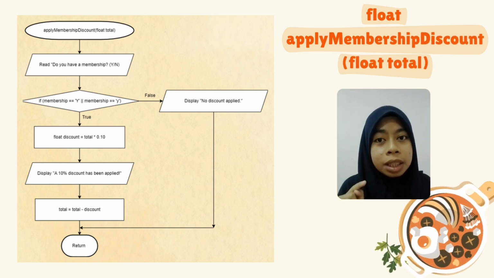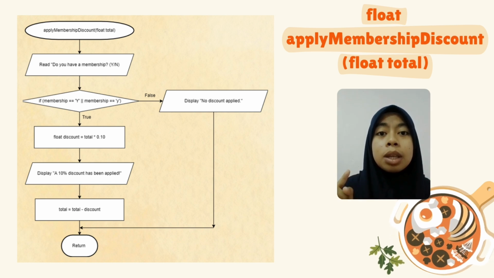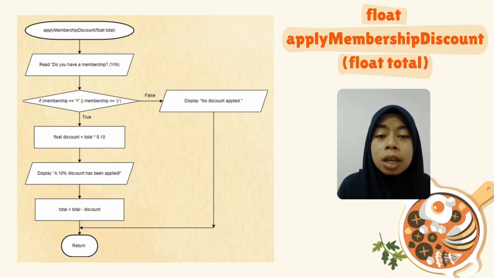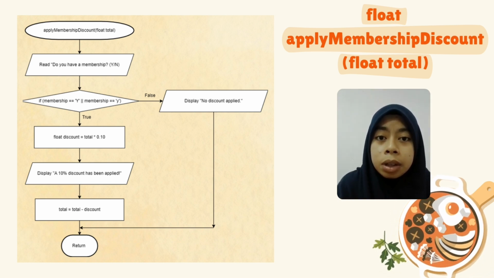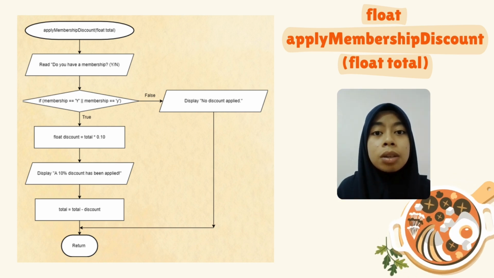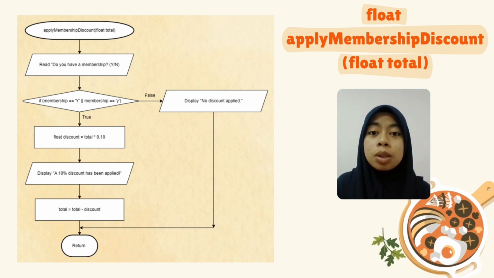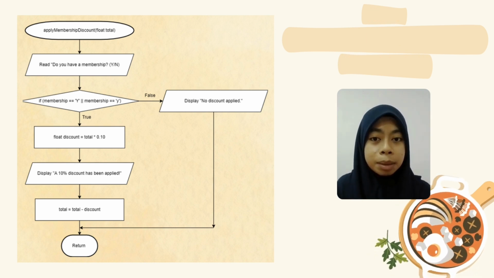Here is the apply membership discount function. The program will display the subtotal and ask whether the user has a membership to receive a discount. If the user has a membership, the program will apply a 10% discount to the total amount. If not, the original amount will be displayed without any changes. The program will then update the total amount to reflect the discount, if applicable.